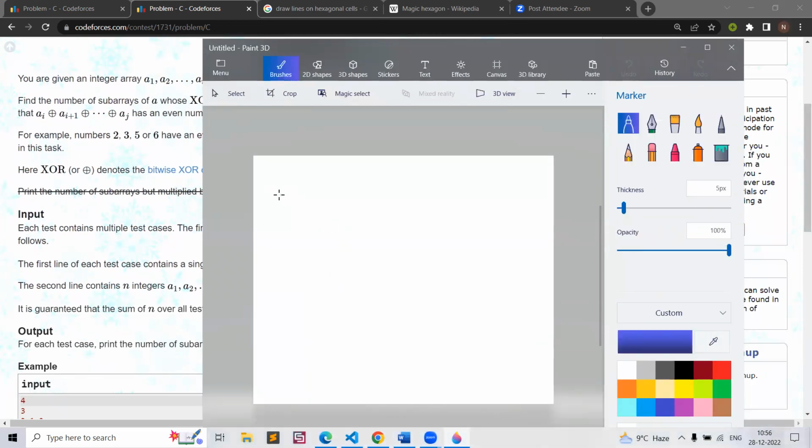For getting the overall answer, we will subtract from n into n plus 1 by 2, which is the total number of subarrays, the subarrays whose XOR has an odd number of divisors. So this will be our final result.